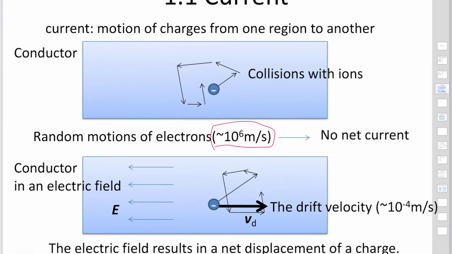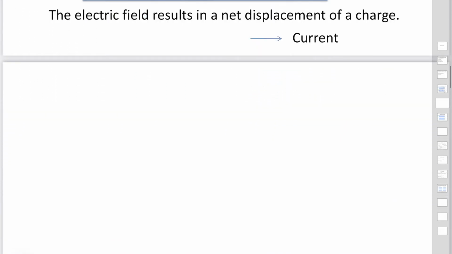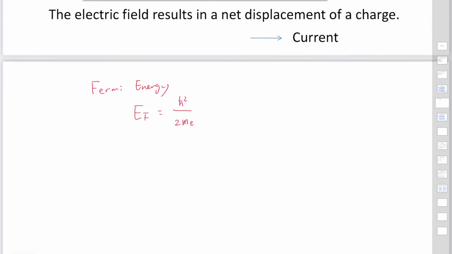So to understand the magnitude of the speed of the electrons, we have to use quantum physics, the Fermi energy of the electrons. If you have studied quantum physics, you might know the Fermi energies. If you have never studied the Fermi energies, you could take the lecture for modern physics, and I'm going to explain the Fermi energies.